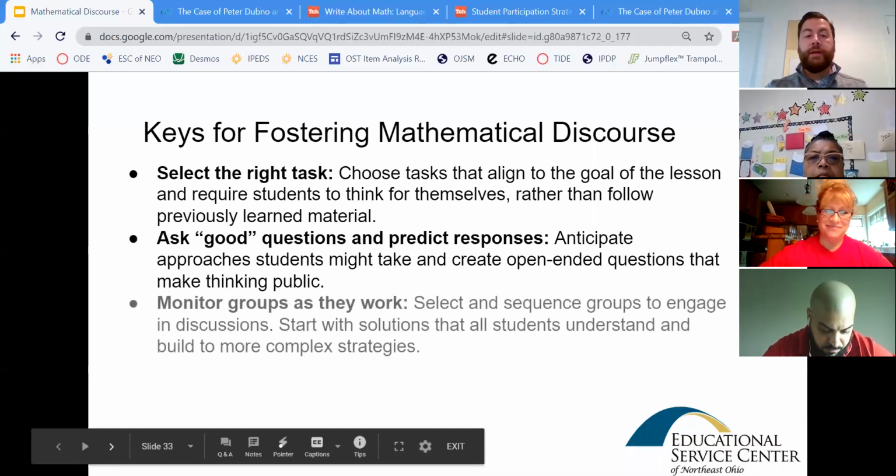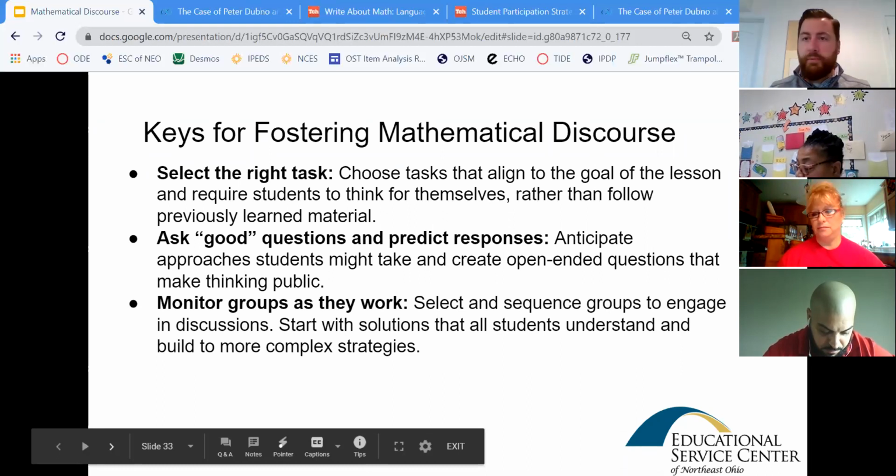Okay, so when we're talking about selecting a math task, we want to choose the right task, right? Something that's open, that's aligned to my goals, that's aligned to the standards. We're asking good questions. We're anticipating those answers. We're creating open-ended questions, and we want to make that thinking public. And we want to monitor groups as they work.